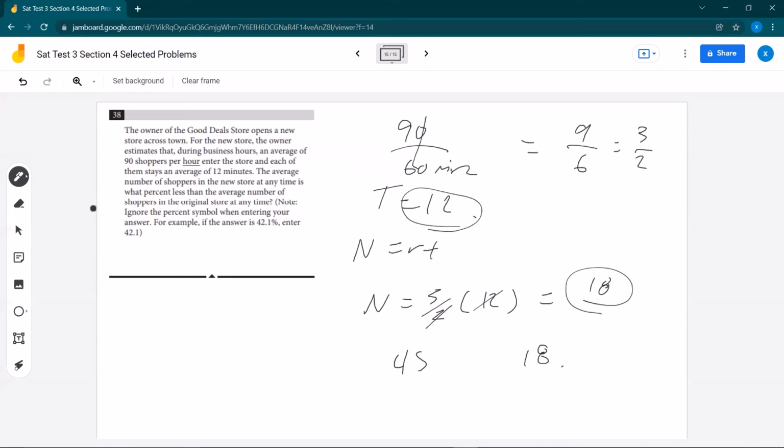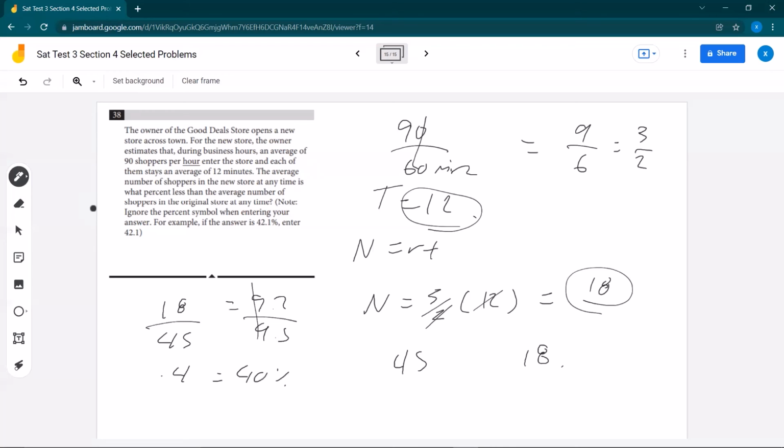So we want to find what percent this is. We're looking at essentially 18 over 45. What is 18 divided by 45 as a percent, right? Because that's what percent less there is. 18 over 45 is 9 times 2 over 9 times 5, which is 0.2, right? Or rather 0.4. Which basically says 18 is 40% of 45.